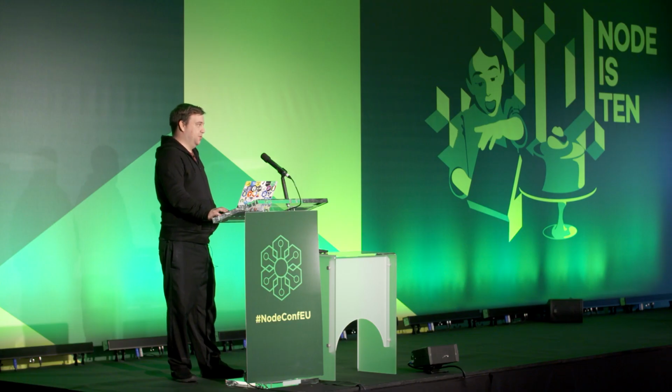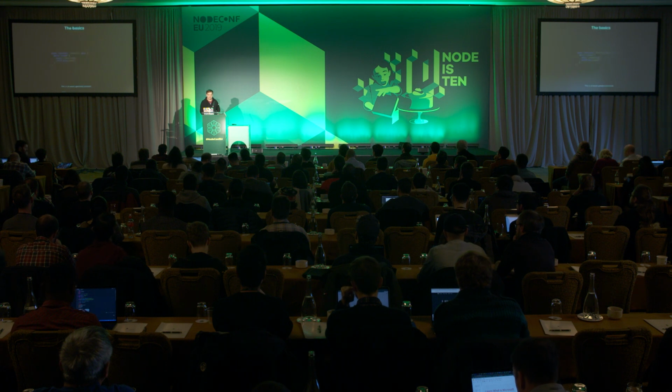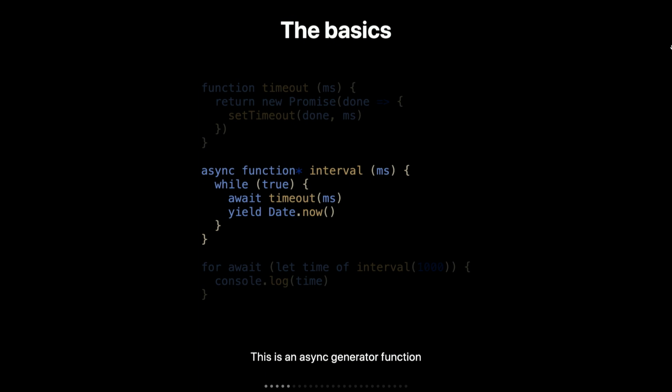So if you haven't used async iterators before, it looks like this. It's a combination of generators and async await. So you have a function signature that kind of combines the async keyword and the little asterisks from generators. And you just have awaits and yields, just like async functions and generators.